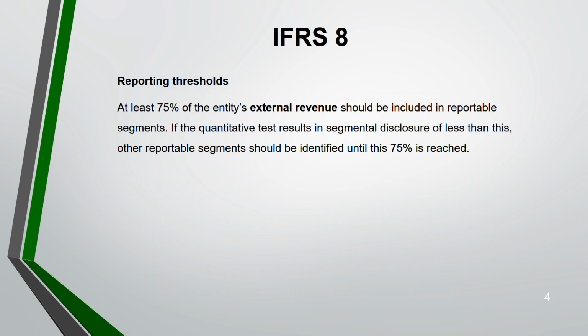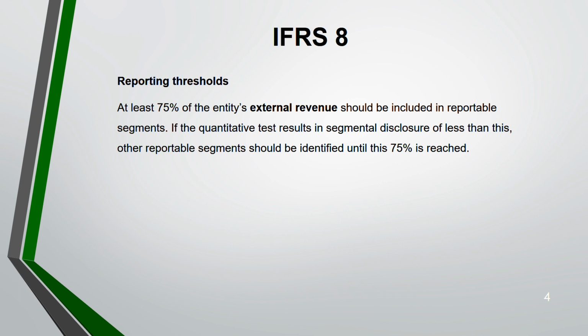Okay. Now, this is next beyond the quantitative threshold that we have just gone through, that is the 10%. This is known as the 75% rule. At least 75% of the entity's external revenue should be included in the reportable operating segments. So if your quantitative test results in segmented disclosure of less than this, then you can bring in other reportable segments until you reach the 75%.